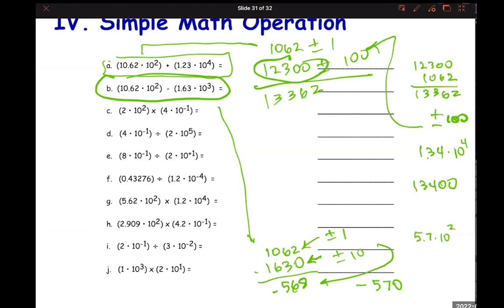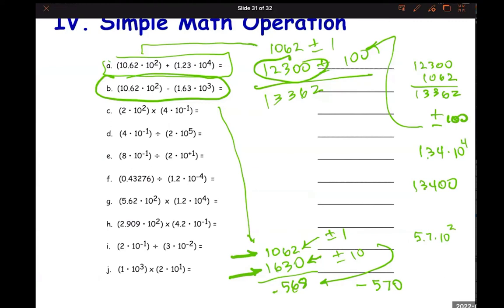Now, why am I rounding it off to 570? Here I've got 4 significant figures. Here I have 3 significant figures. And yet, when I get my final answer, it's 2 significant figures. That really could be confusing. Here's a little hint that I want to share with you guys.